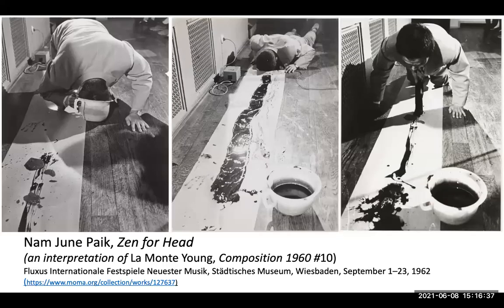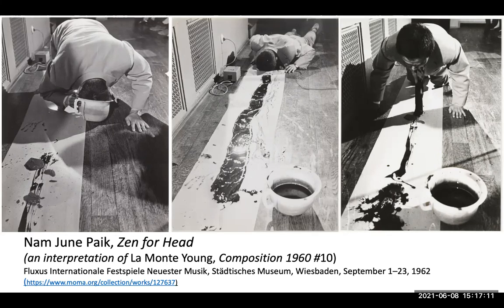Now, in 1962, the experimental composer and media artist Nam June Paik presented a free interpretation of Young's Composition 1960 number 10. Since musical compositions are written for musicians to interpret, authorship in the moment of performance becomes intertwined between composer and interpreter. Although he followed Young's instructions, Paik's version, called Zen for Head, was very different from Young's earlier version, enacted with chalk.